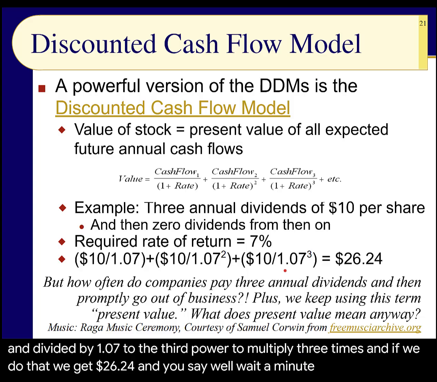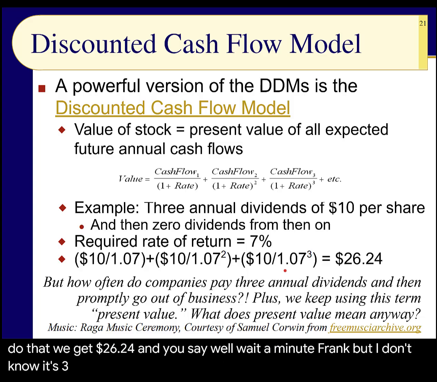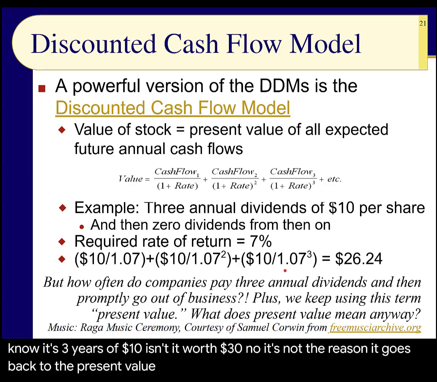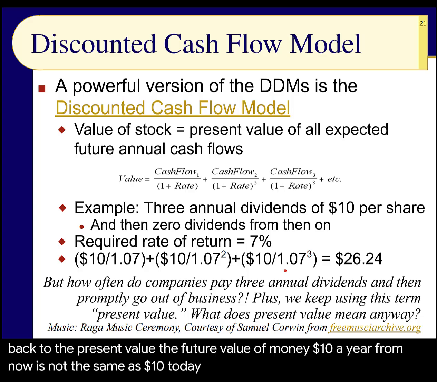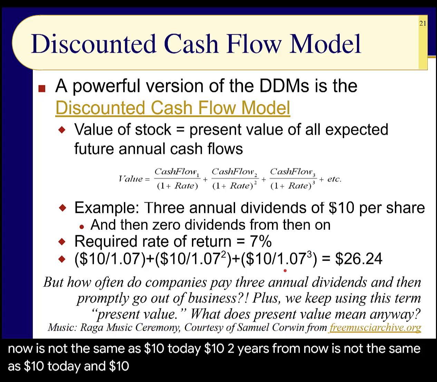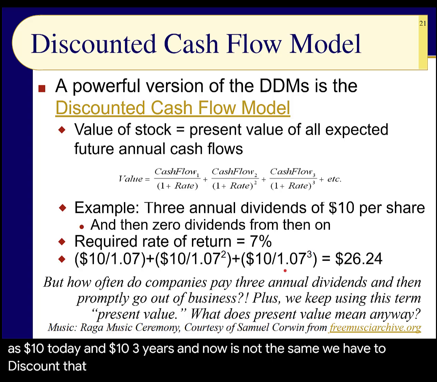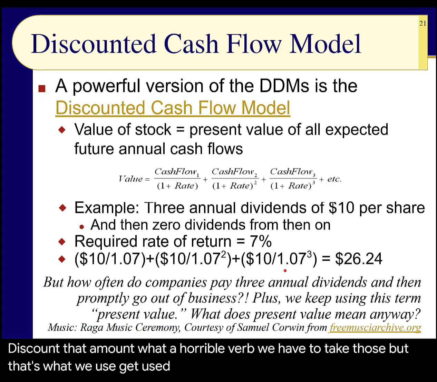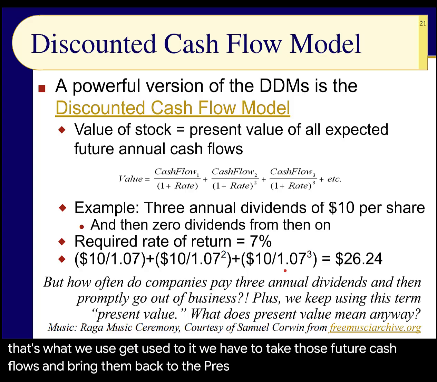And you say, well, wait a minute, Frank Baiano, it's 3 years of $10. Isn't it worth $30? No, it's not. The reason goes back to the present value, the future value of money. $10 a year from now is not the same as $10 today. $10 2 years from now is not the same as $10 today, and $10 3 years from now is not the same. We have to discount that amount. What a horrible verb. But that's what we use. Get used to it. We have to take those future cash flows and bring them back to the present.